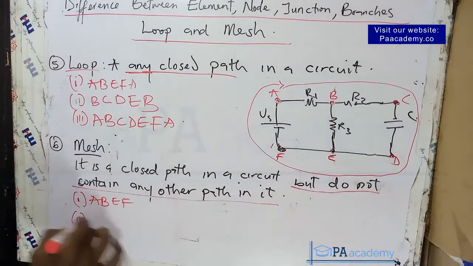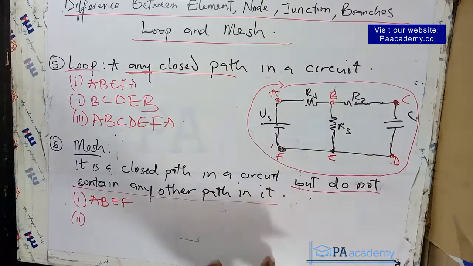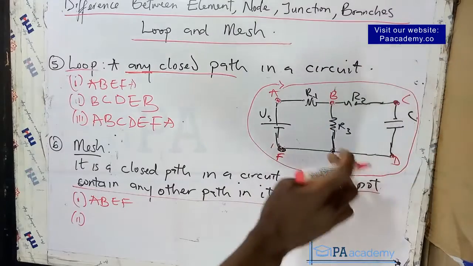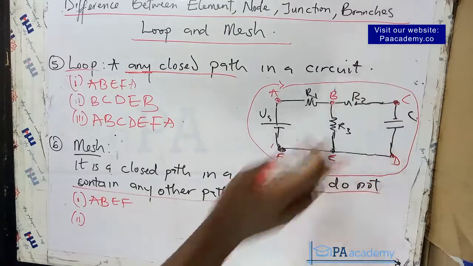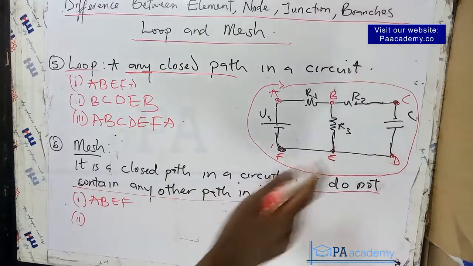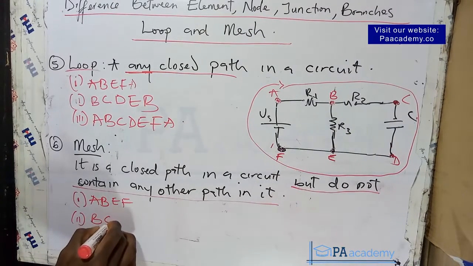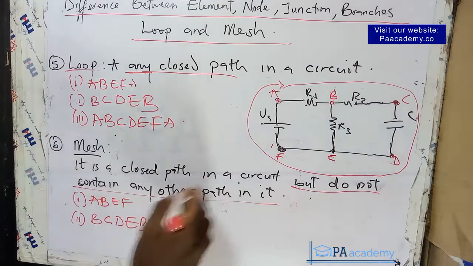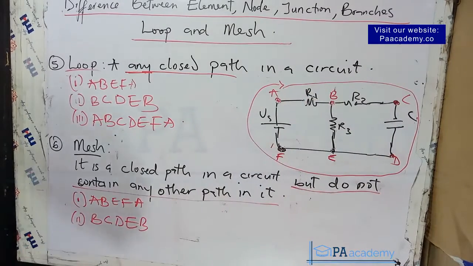Now if you also look at the other side too, B, C, D, E, and B is also a mesh, because in this part there is no other part within B, C, D, E, and back to B. There is no other part, so that makes it a mesh. So that is B, C, D, and E. Then we come back to B, and from this it comes back to A, like this.